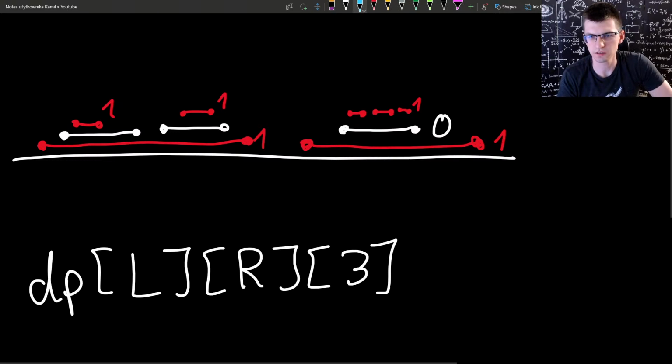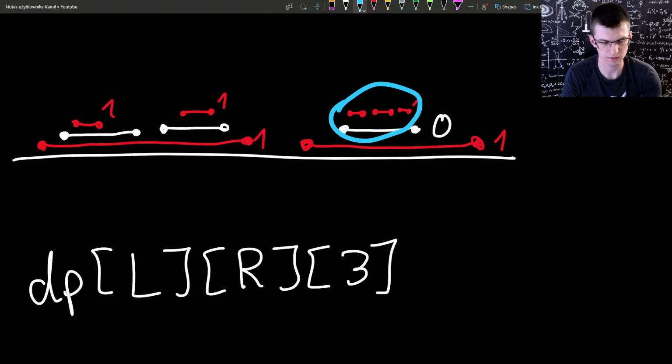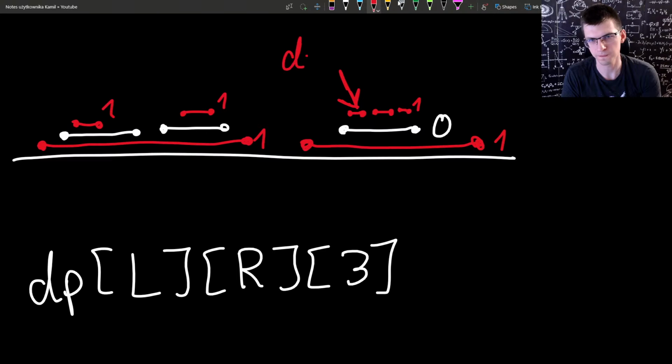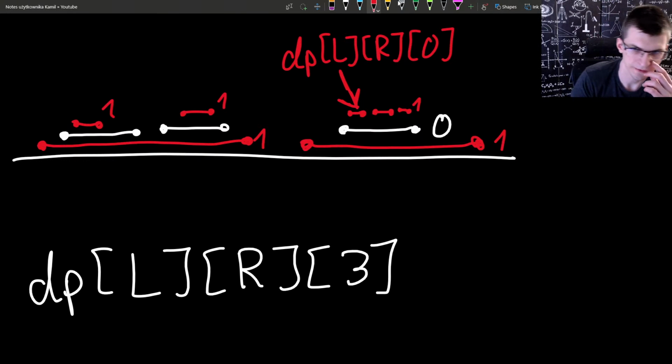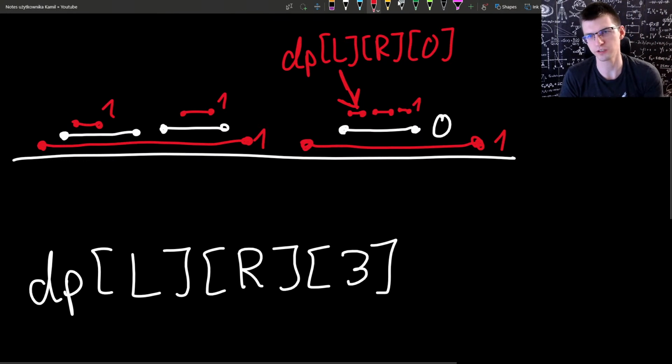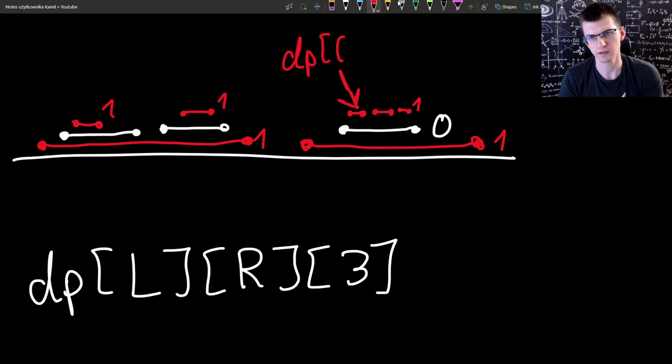What about this lowest level? By default, everything is 0 and you can change things into ones. So let's say that this red thing is some kind of dp of L, R, and of type 0, level 0. Maybe 0 should go first for cache reasons. Yeah, it will be better. It will be more cache efficient.